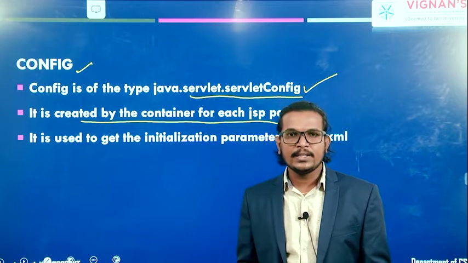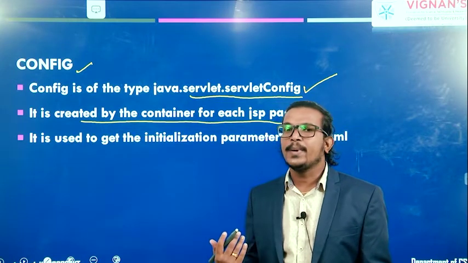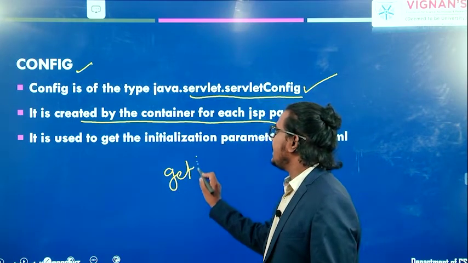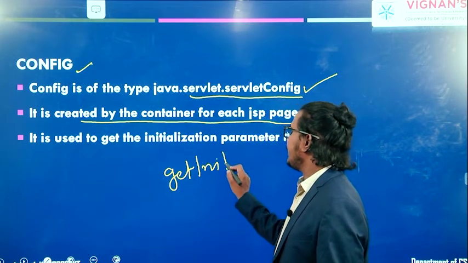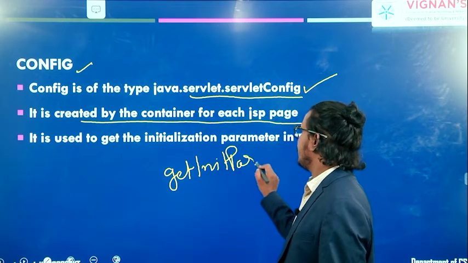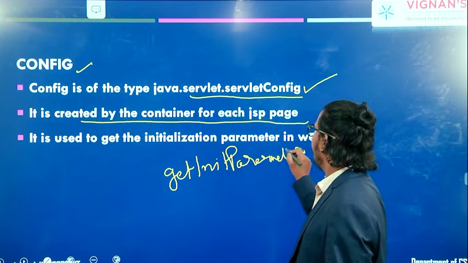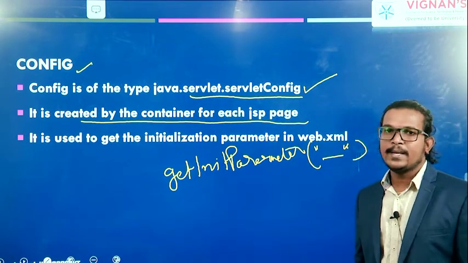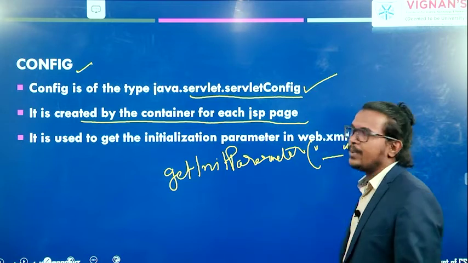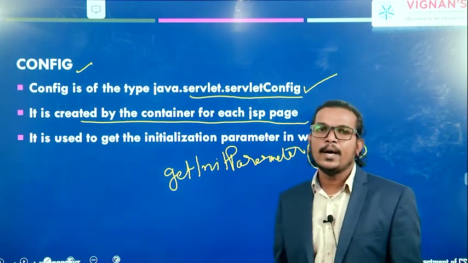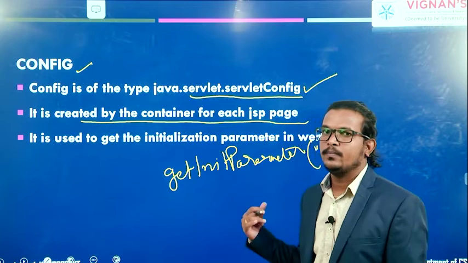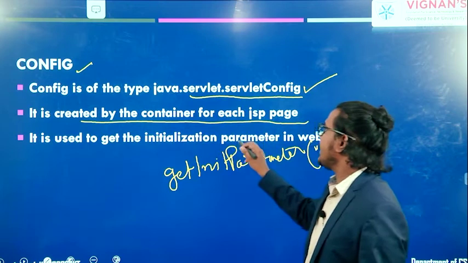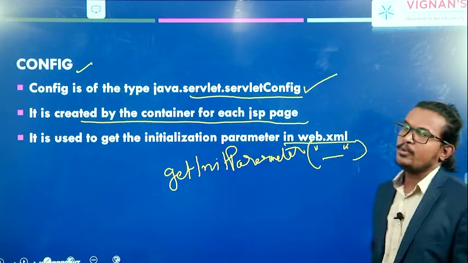Once your initialization is over, how to access all those parameters? For accessing those parameters we are using the getInitParameter method. Here you have to pass your initialized parameter name, and you will get that particular initialized parameter value. Clear? It is used to get the initialized parameters in the web.xml.